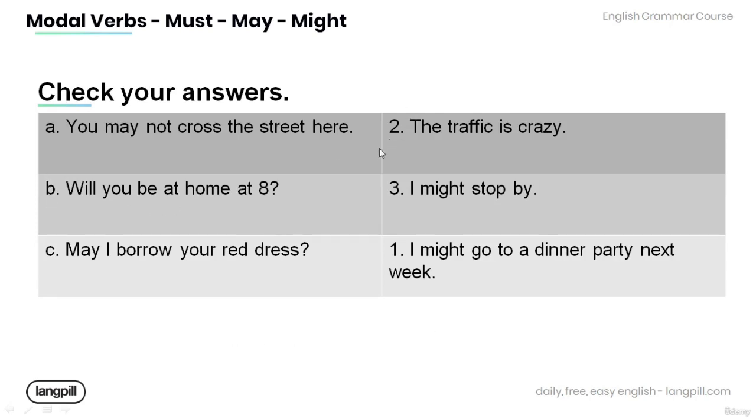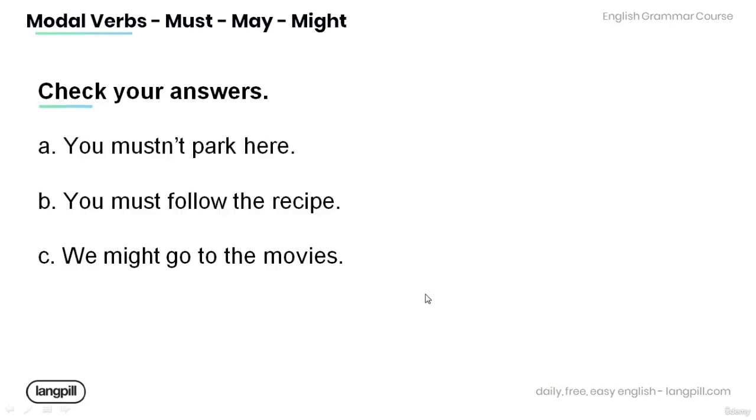You may not cross the street here. The traffic is crazy. Will you be at home at 8? I might stop by. May I borrow your red dress? I might go to a dinner party next week. You mustn't park here. You must follow the recipe. We might go to the movies.